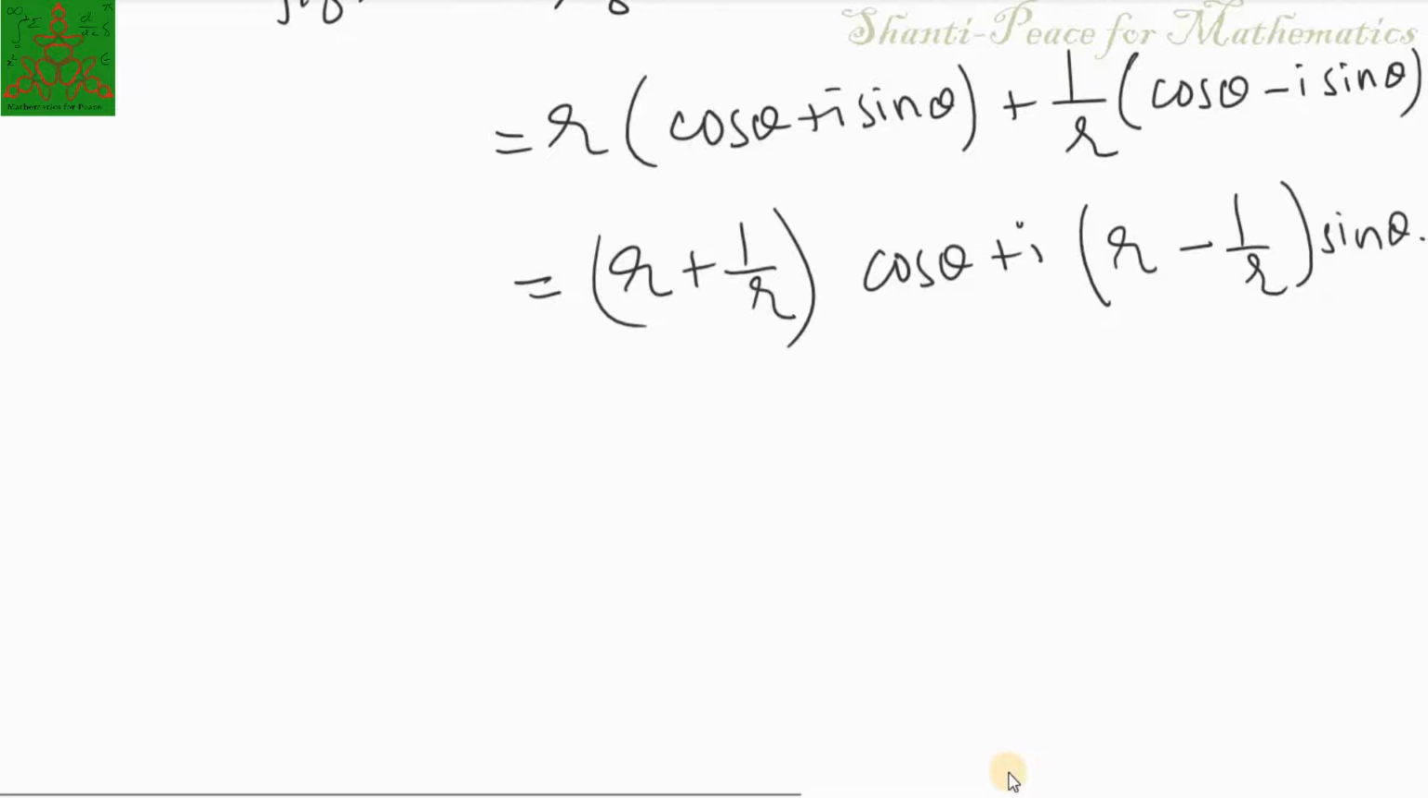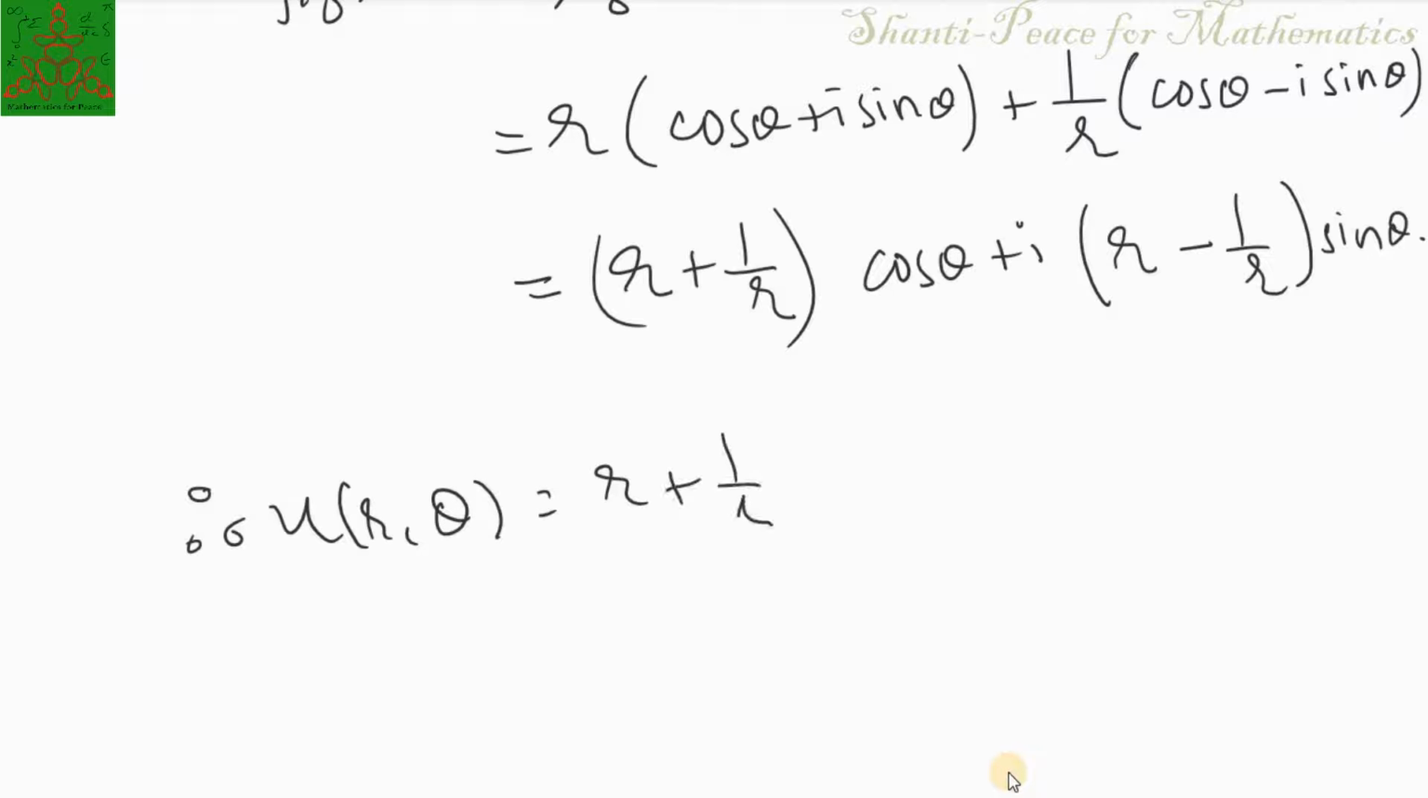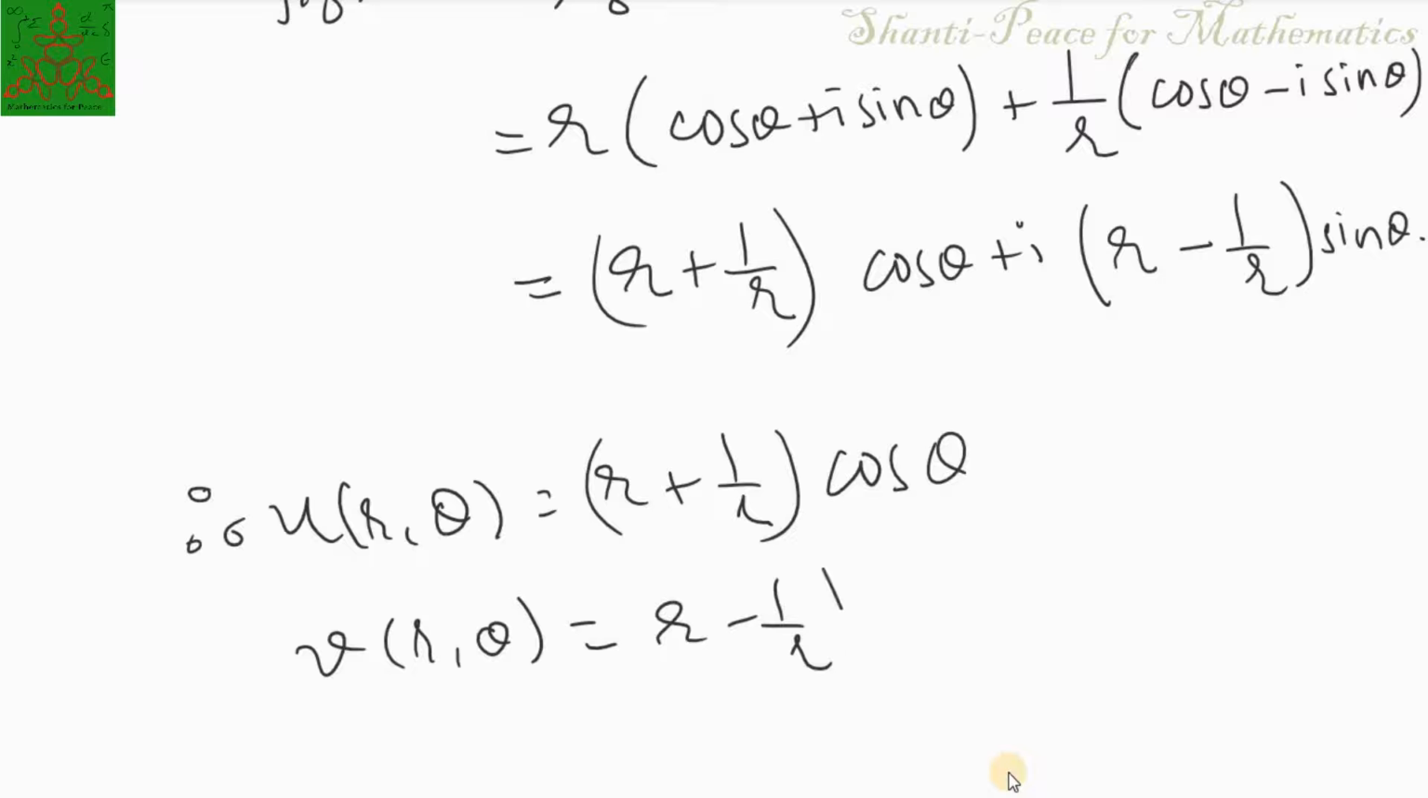So therefore what you will have is u of r,theta will be (r plus 1 upon r) cos theta, and v of r,theta will be (r minus 1 upon r) sin theta. So till now what we were doing is, we have given a function in terms of z, and we were calculating its real part and its imaginary part.